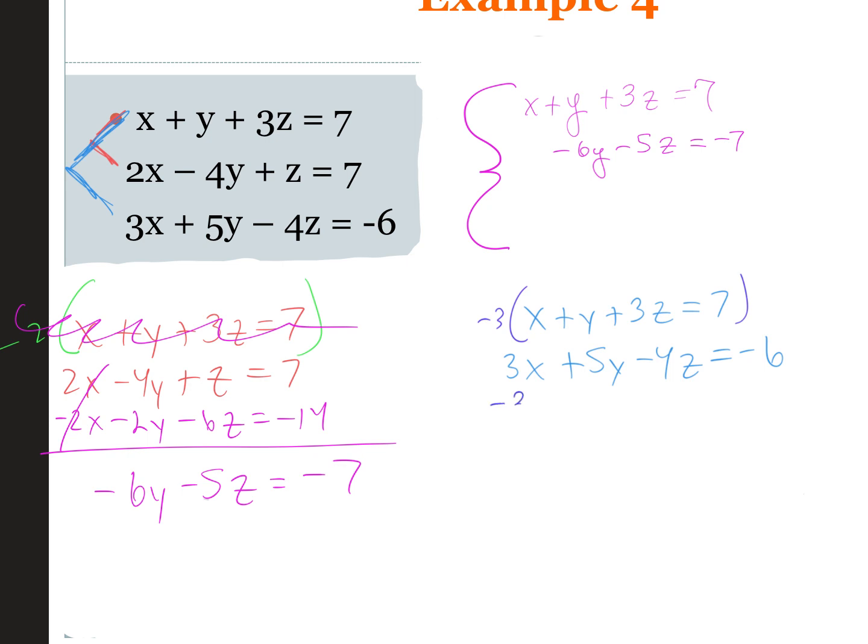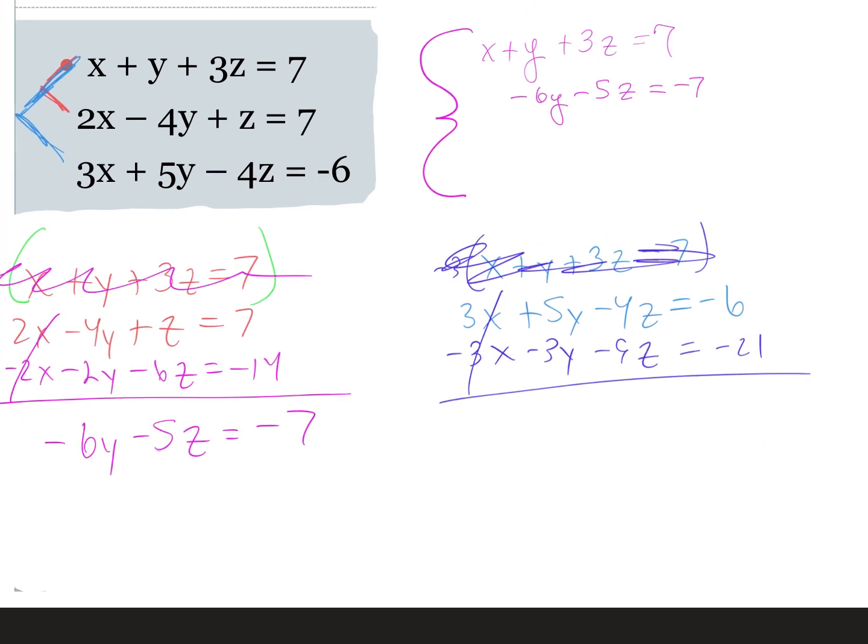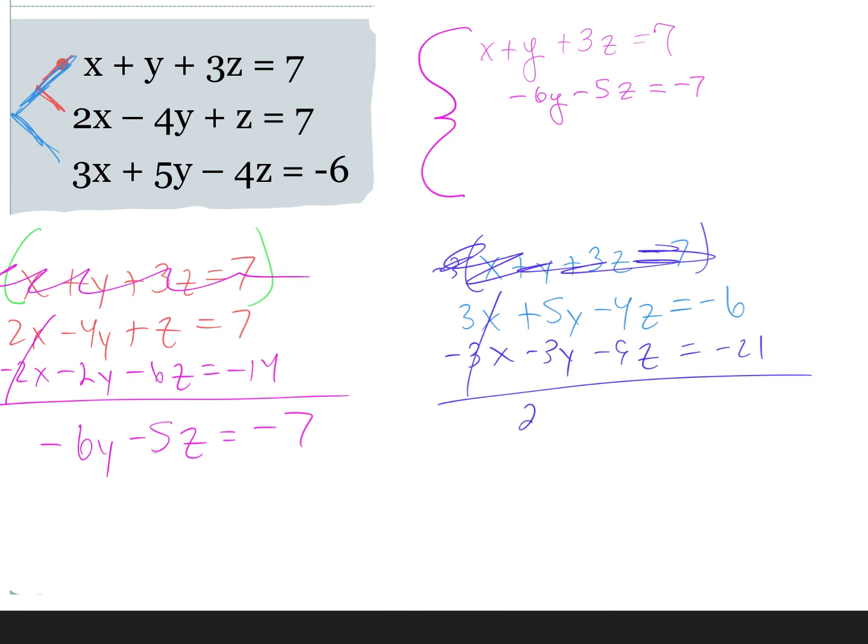So I have negative 3x minus 3y minus 9z equals negative 21. All right, this is gone. So combine. My x's cancel. What's 5y minus 3y? 2y. Negative 4 and negative 9 is negative 13. And then negative 21 and negative 6 is negative 27.